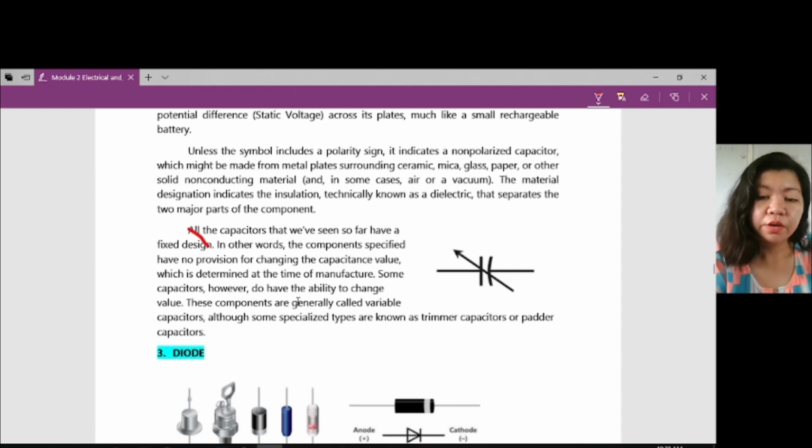So however, we do have the ability to change the value of the capacitors. So these components are generally called variable capacitors. So again, the variable capacitor is designated by the usual symbol for the capacitor and then an additional arrow.